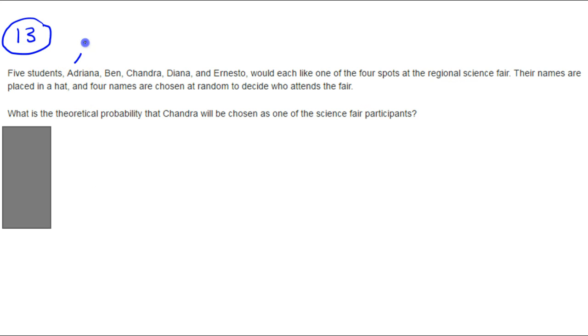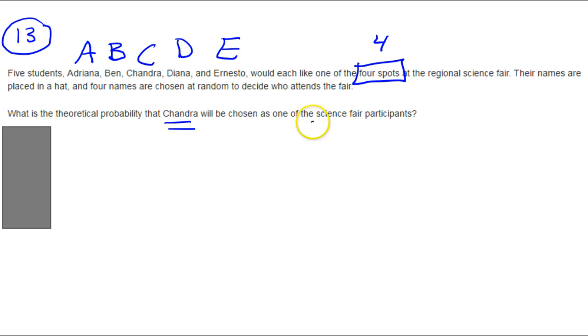5 students, Adriana, Ben, Chandra, Diana, and Ernesto, would each like one of the 4 spots at the regional science fair. Their names are placed in a hat, and 4 names are chosen at random to decide who attends the fair. What is the theoretical probability that Chandra will be chosen as one of the science fair participants?